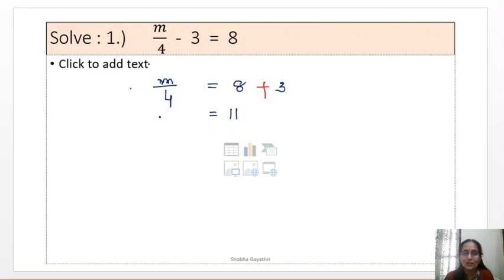Now on the left side it is m by 4. Again we have to transpose 4. Then only you can get m on your left hand side. M is divided by 4 here. So when we transpose 4 to the right side, the division will become multiplication. Now you got the final answer as 44. 44 is the value of m which satisfies the equation, and m equals 44 is the solution of the equation.